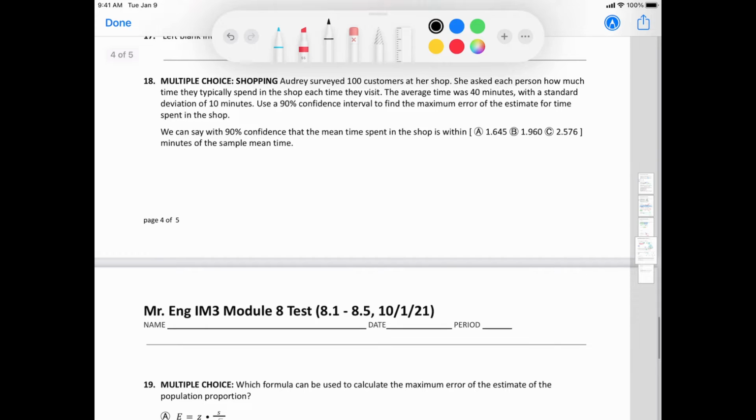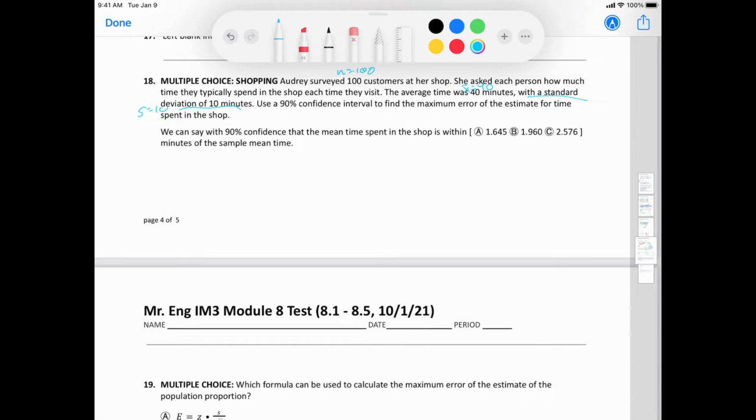Number 17 is left intentionally blank, and then number 18. Audrey surveyed 100 customers at her shop. She asked each person how much time they typically spend in a shop each time they visit. The average time was 40 minutes. So let's go ahead and stop and write down some information. N equals 100. The average time was 40 minutes. So I'm going to call that x bar equals 40 with a standard deviation. So I'm going to call this one S equals 10 for this portion.